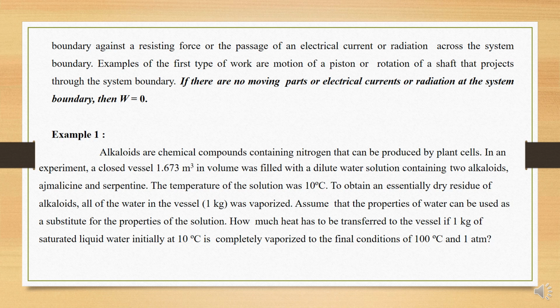Examples of the first type of work are motion of a piston or rotation of a shaft that projects through the system boundary. If there are no moving parts or electrical currents or radiation at the system boundary, then W is equal to 0. Below is a solved example for studies.